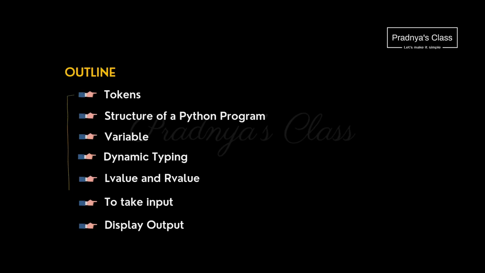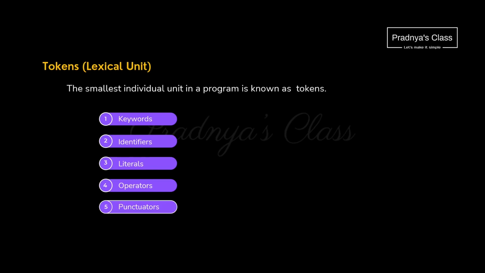Here is the outline of this video. We will be discussing different tokens, then we will understand what is the structure of the Python program. We'll go into the depth of one of the identifiers, that is nothing but variable. Then we will get an idea about dynamic typing, what is L value, R value, and how to take input and display output. Alright, let's start with the tokens.